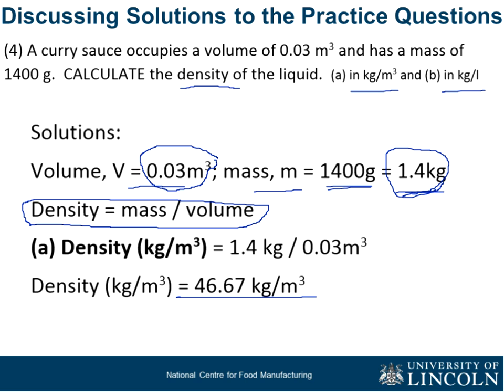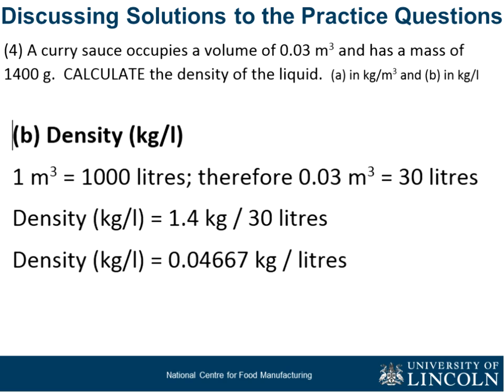Now the next question, which is going to be a bit of a challenge, is to calculate it in kilogram per liters. So we need to do a conversion from meter cube to liters. Let's look at that. We know that 1 meter cube equals 1,000 liters. I am not going to give you this. You will need to know this. So you know that 1 meter cube equals 1,000 liters.